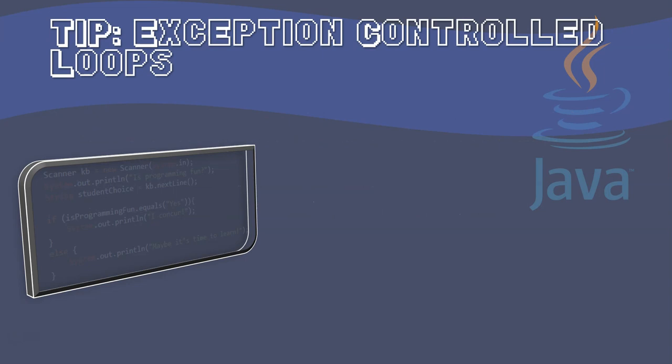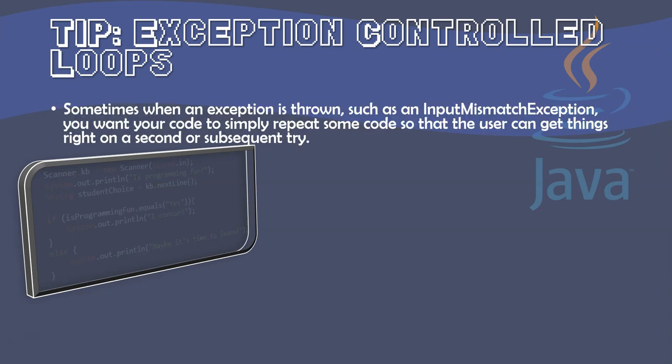So here's a tip. How do we actually go through this? Well, we want to use an exception controlled loop. Loops are going to come in very handy here if we want to control our input and not have to deal with anything invalid. Sometimes when you have an exception thrown, such as an input mismatch exception, all you want to do to fix it is repeat some code, so the users can get things right on the second try. Maybe they made a typo.